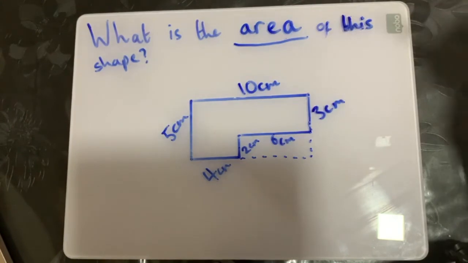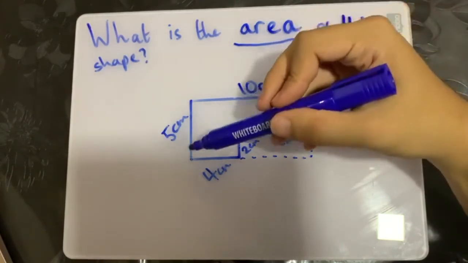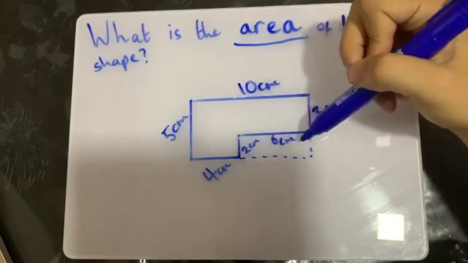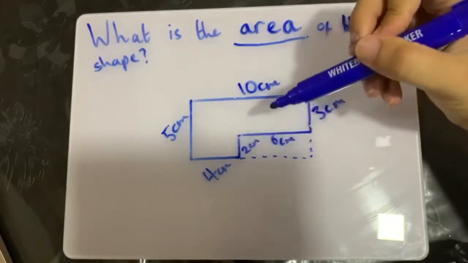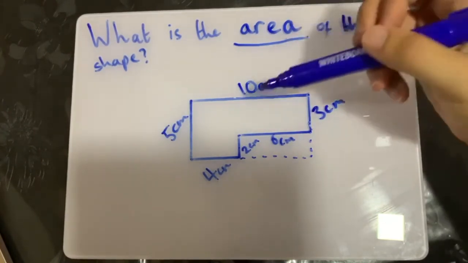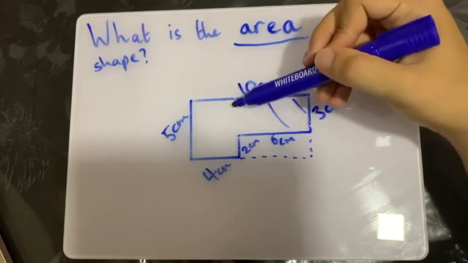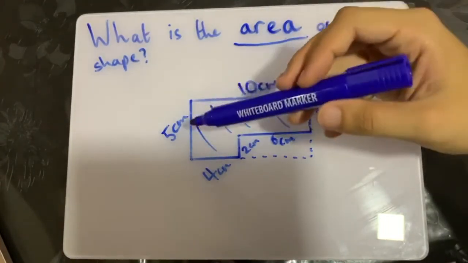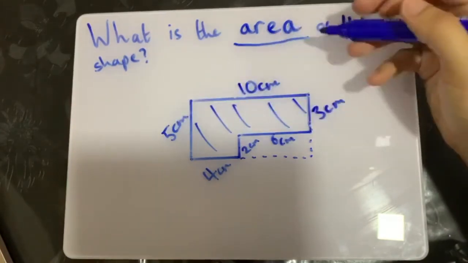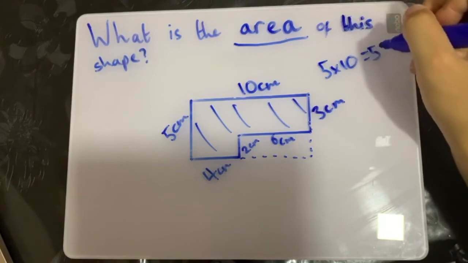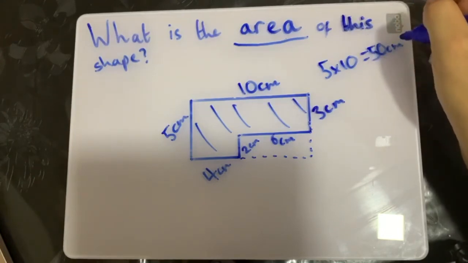But this is all missing here, so I need to do something else as well. So I need to work out the area of this big rectangle and also this small rectangle here, which I've just made. And then once I've done that, I'm going to take away the smaller one from the big one, which will give me the area of this shape here. Okay, so let's do the big one first, which is 5 times 10. And that gives me 50 centimeters squared.